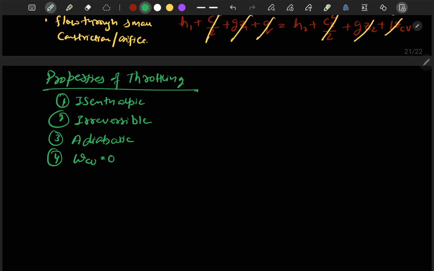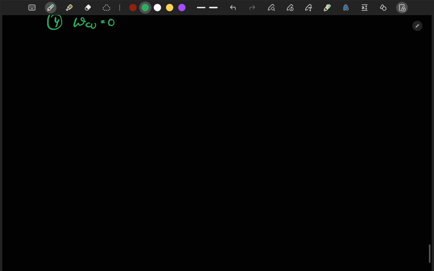So up to this point we have completed the control volume analysis for steady state. Next we will be moving to unsteady state flow. So let's start with unsteady state.